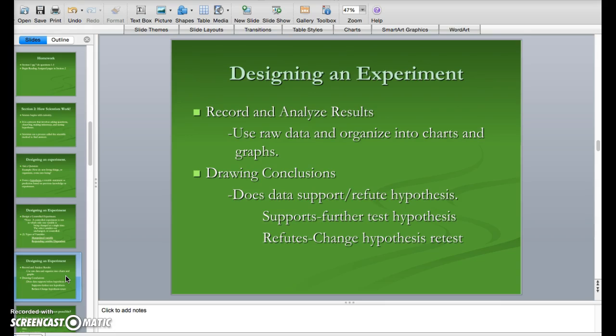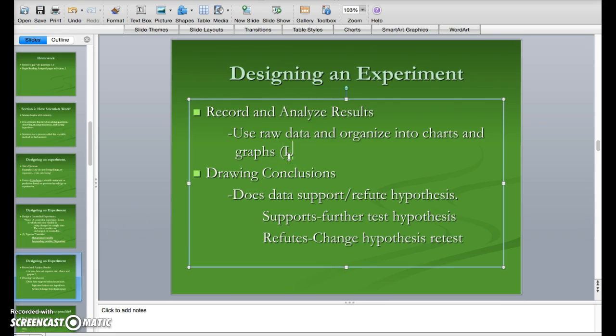There are three types of graphs that we create in science. The most common form is a line graph. A line graph is used to show changes or trends over time. So be sure to write that down. A line graph is used to show changes or trends over time.